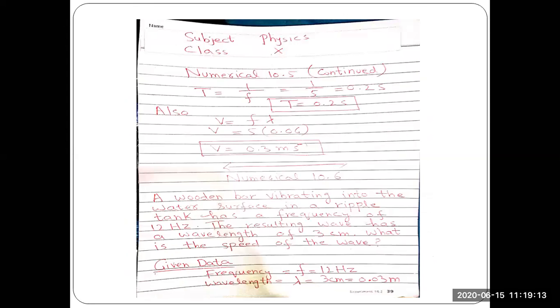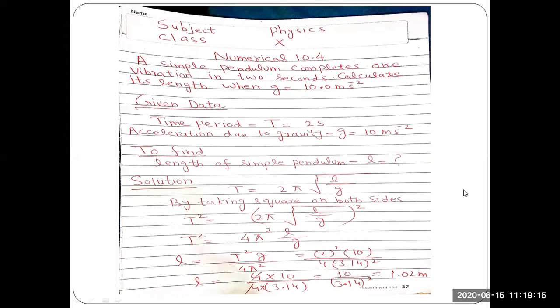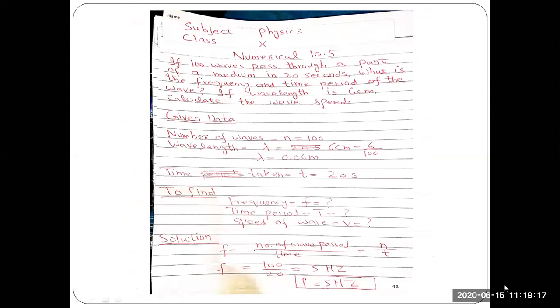10.5. If 100 waves pass through a point of a medium in 20 seconds, what is the frequency and time period of the wave? If the wavelength is 6 centimeters, calculate the wave speed.